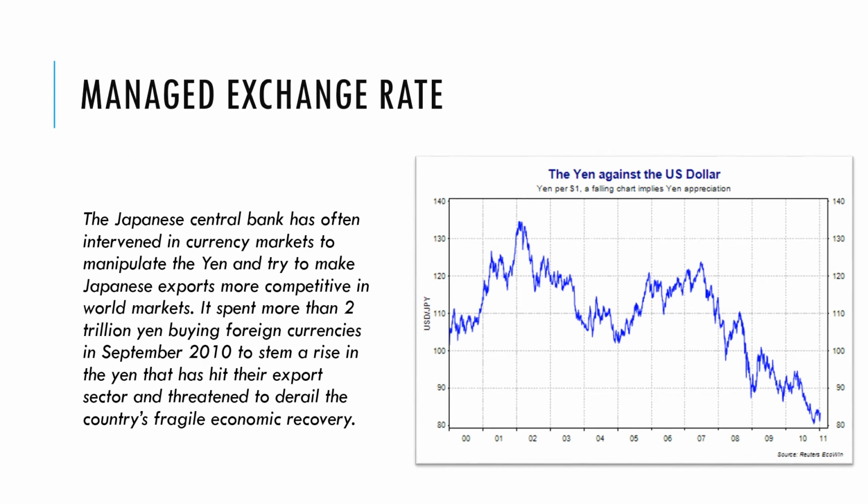Another example of a managed exchange rate might be the Japanese economy. It spent more than 2 trillion yen buying foreign currencies in September 2010 to try and stem a rise in the yen that had hit their export sector. So here we can see the US dollar against the Japanese yen, and as the dollar has weakened against the yen, that means that the yen is actually increasing in value.